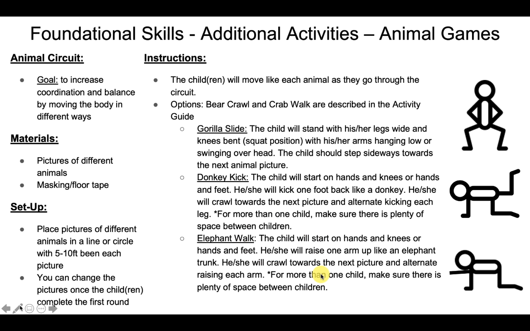The last activity I created is called elephant walk. For this activity, the child will start on hands and knees or on hands and feet. He or she will raise one arm up like an elephant's trunk. He or she will crawl or walk on hands and knees or hands and feet towards the next picture and alternate raising each arm. If there's more than one child participating, make sure that there's plenty of space between the children. Here's the picture of the elephant walk. This child is on hands and knees, raising one arm like an elephant trunk.